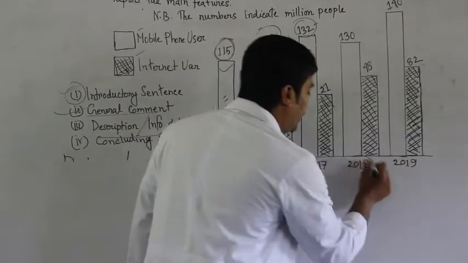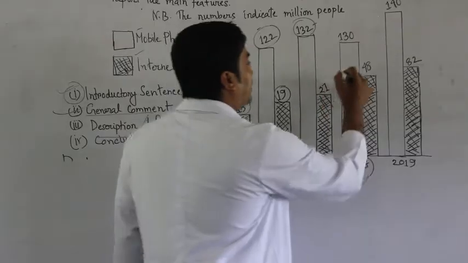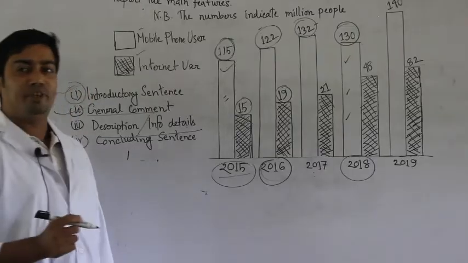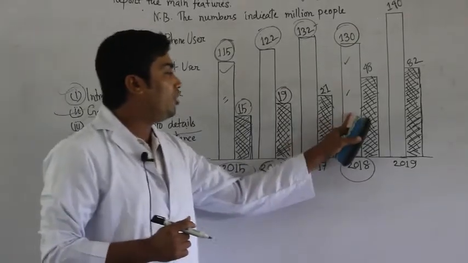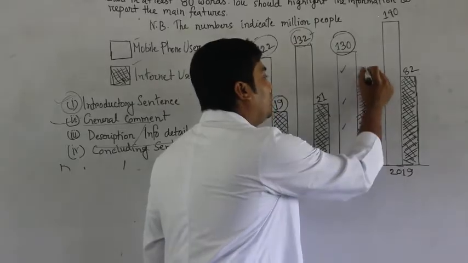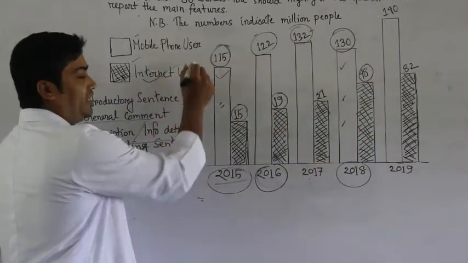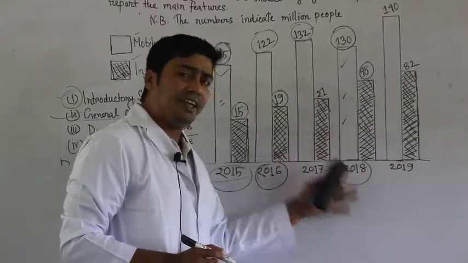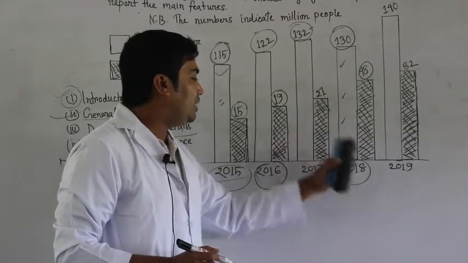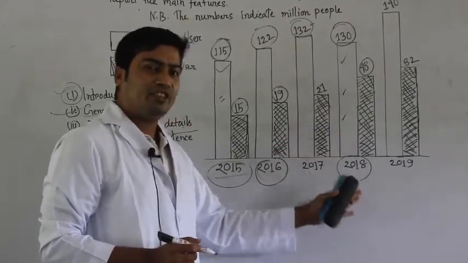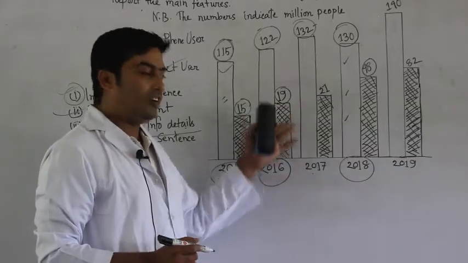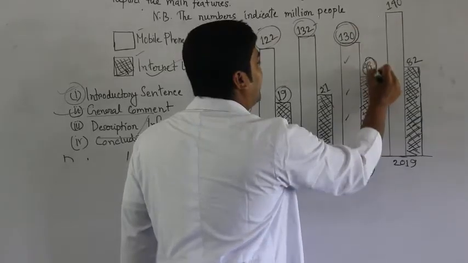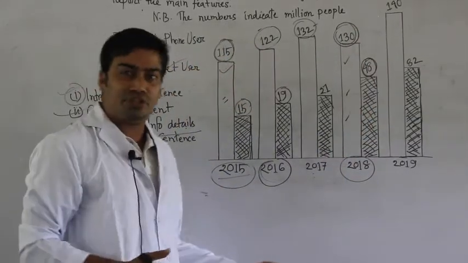But we see in 2018, from this white column, that 130 million people used mobile phones, and from this column we see 48 million people used the internet. So in 2018, rather than getting higher, the number of mobile phone and also internet users decreased. So we can use here decrease or descending order. So the next year, the number of mobile phone users and internet users were both in a decreasing position.